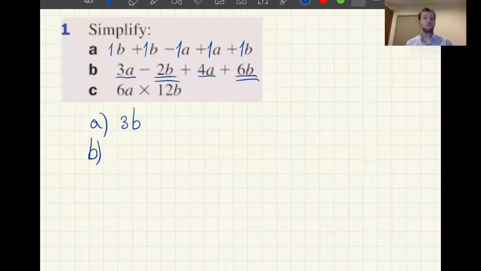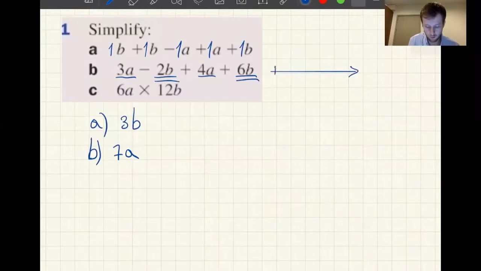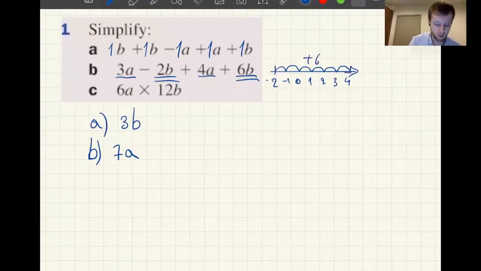Okay, so we have 3 apples plus 4 apples, which gives us 7 apples in total, 7a. And then we have minus 2 bananas plus 6 bananas, which gives us, again, you can think about the number line a little bit. Remember the last topic, number line. So you go from minus 2, you go plus 6, 1, 2, 3, 4, 5, 6. This is going to bring you to 4. So minus 2 plus 6 is equal to 4. Again, don't forget the number line. So 7a, 7 apples plus 4 bananas.